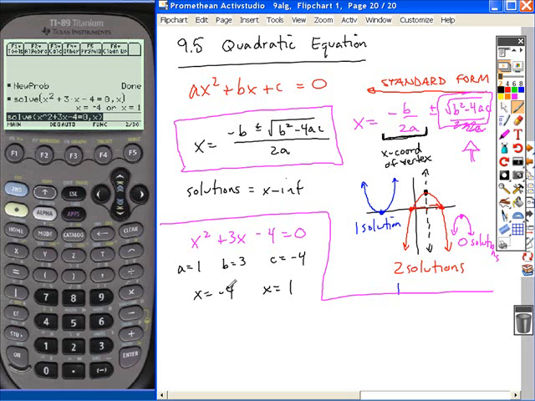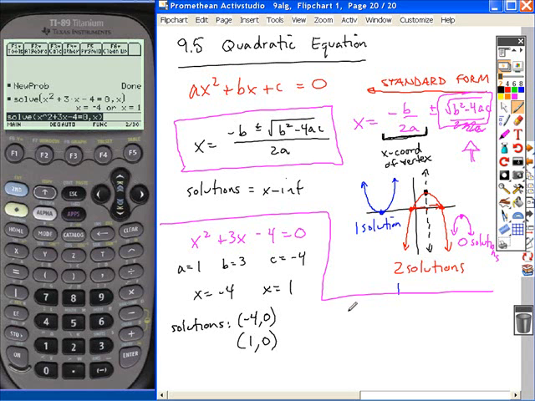So what are the y-coordinates here? The y-coordinates will be 0. So the solutions are really negative 4, 0 as far as the coordinates go, and 1, 0. So how many solutions do you have with this equation? You have 2, right? 1, 2.